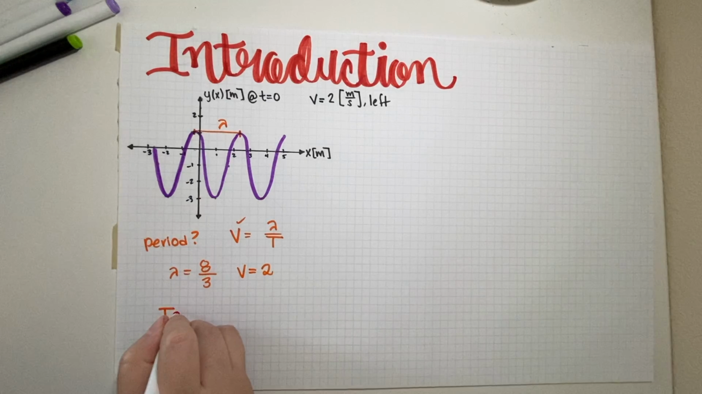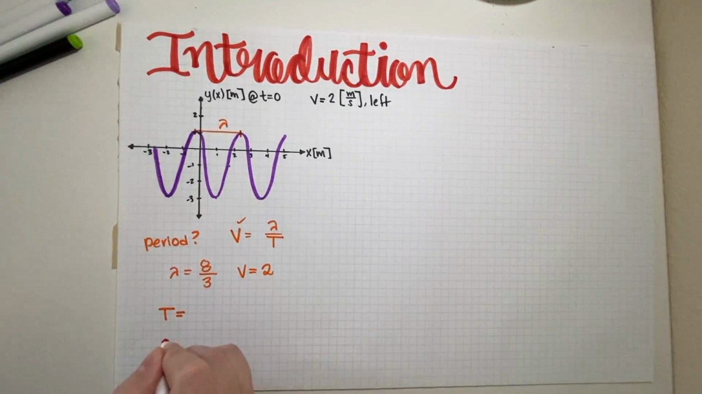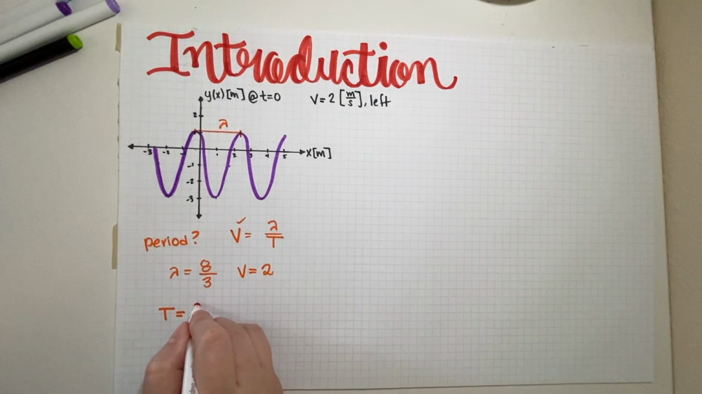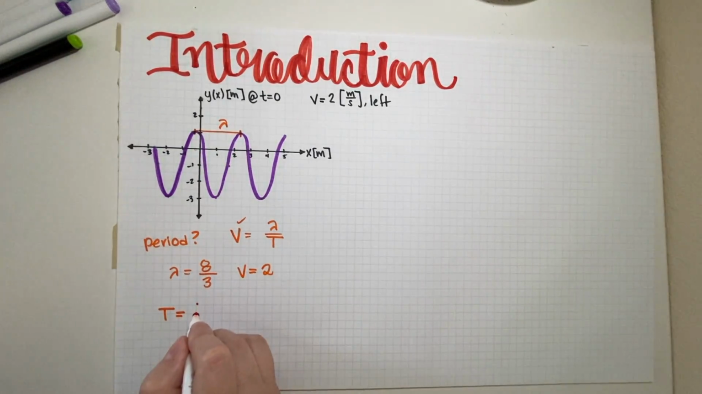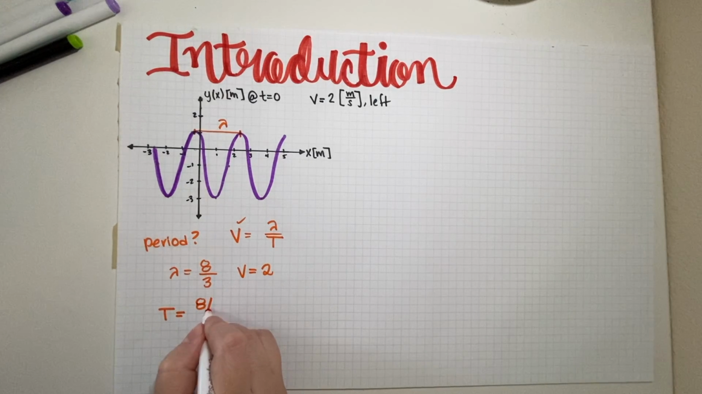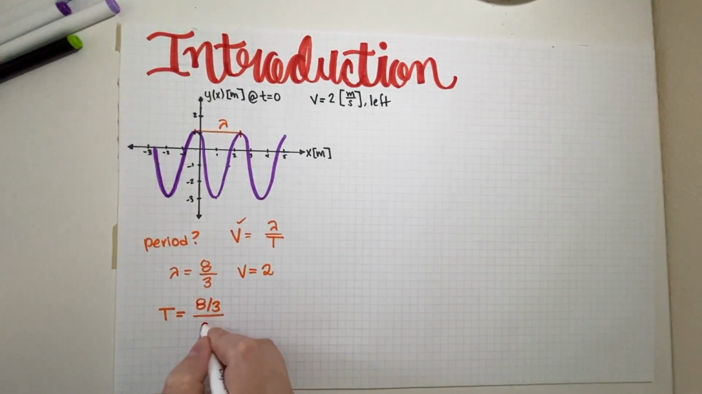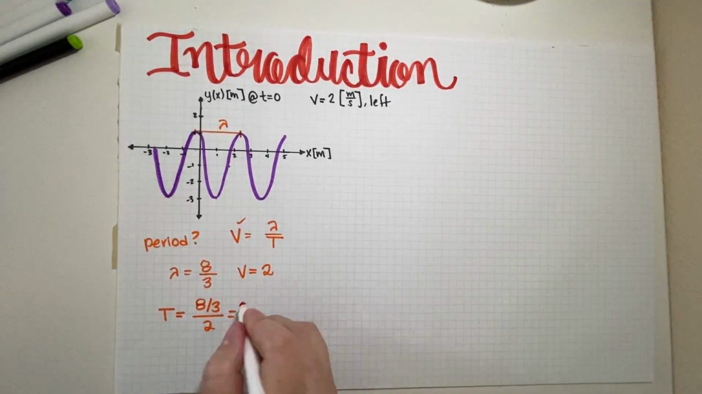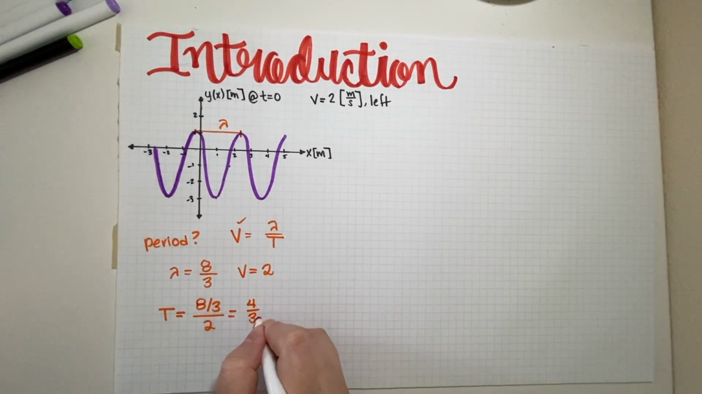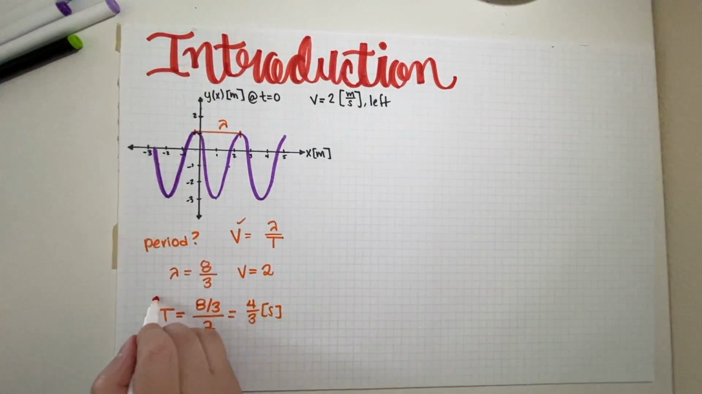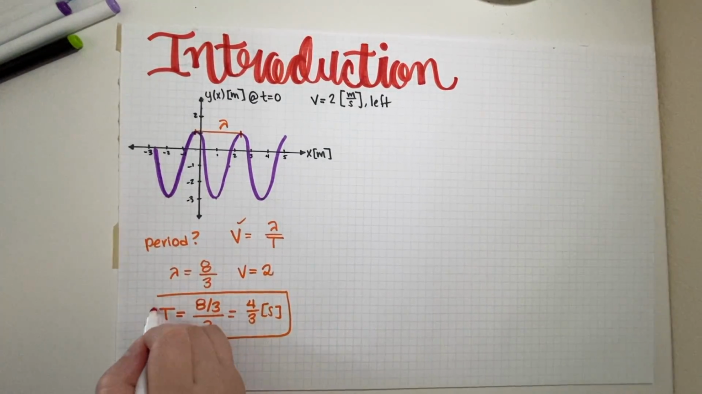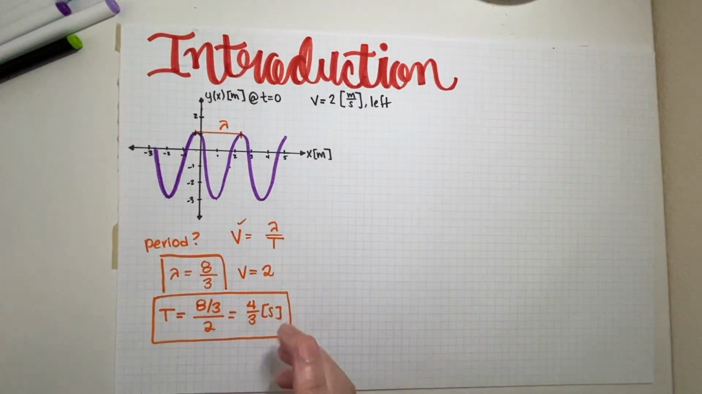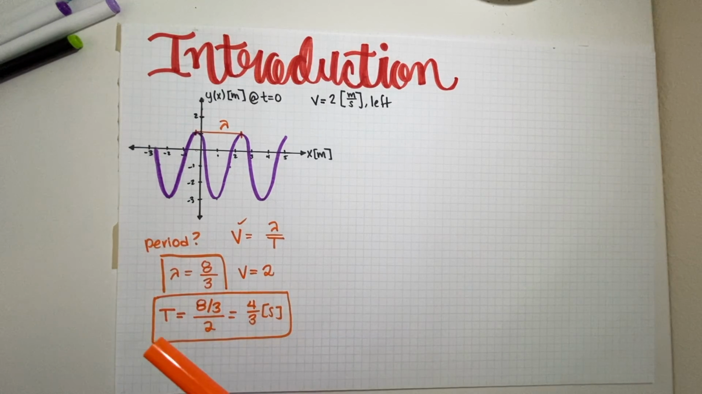So basically, my period, which is my final answer for A, is going to be lambda divided by v. So it would be 8 thirds divided by 2, and 8 thirds divided by 2 is equal to 4 thirds of a second. Final answer. This guy is also going to be useful. So now let's just move on to part B.